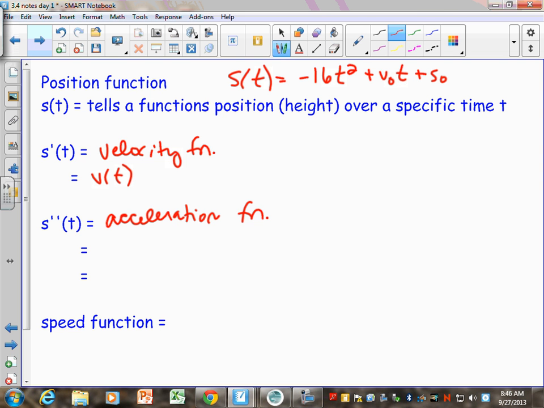Again, I like to think about the different ways we could write this. One way we could write acceleration is the second derivative of the position function, or that would be the same as the first derivative of the velocity function. Do you agree with that? I could write that as v prime of t, the first derivative of velocity. Or we could just write it as the acceleration function. So again, it's one of those things that you just have to be aware that all of those mean the same thing.